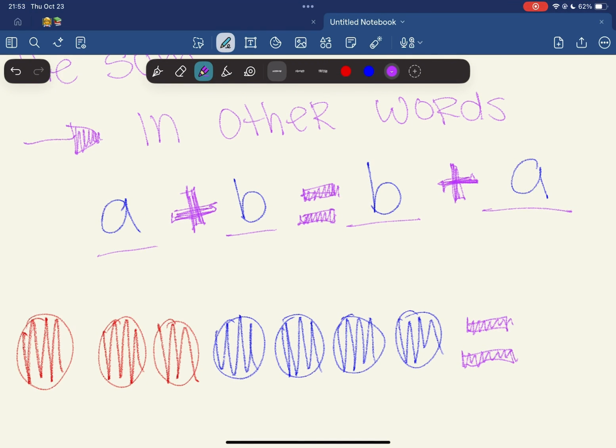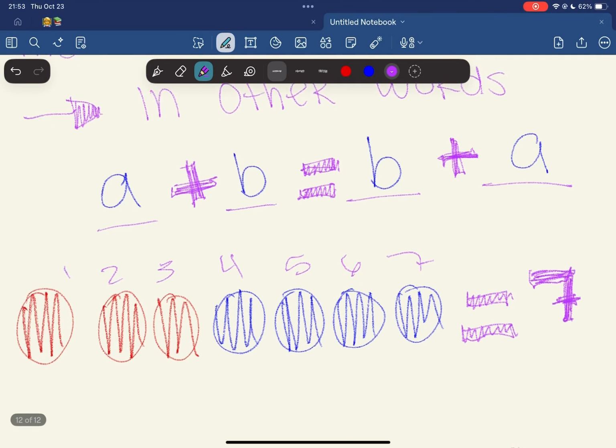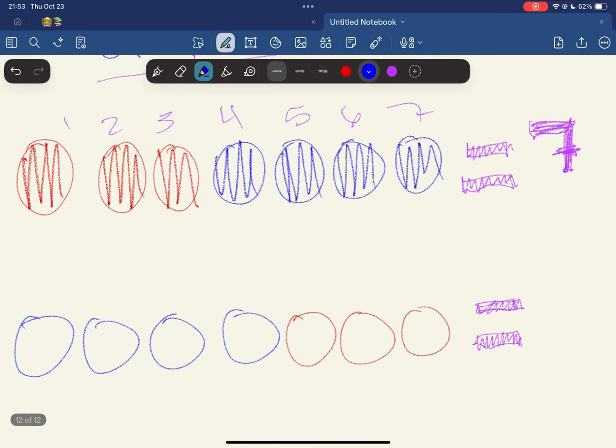In total, we are going to have 1, 2, 3, 4, 5, 6, 7 counters. 7 counters. And this is us using 3 red counters and 4 blue counters in the order of it being 3 plus 4. So, what if we did something different? How do we prove that the commutative property is true?